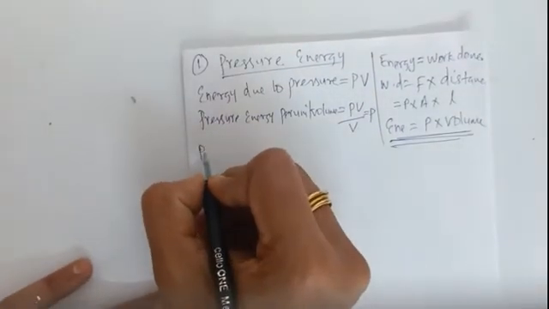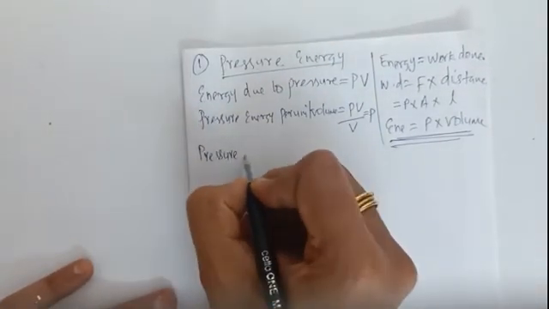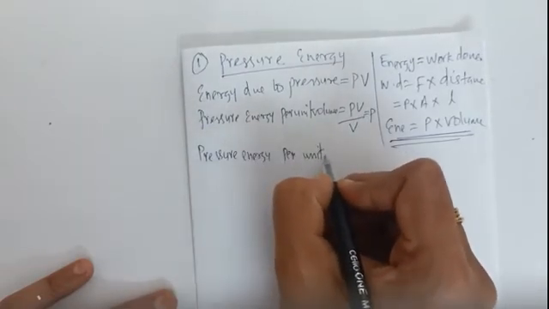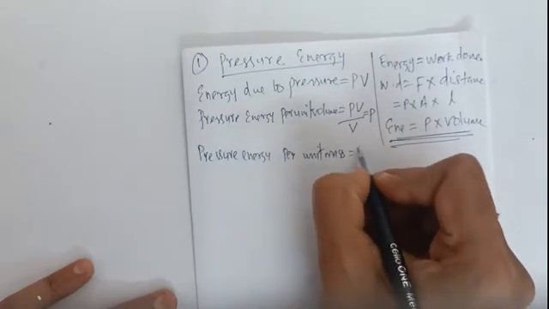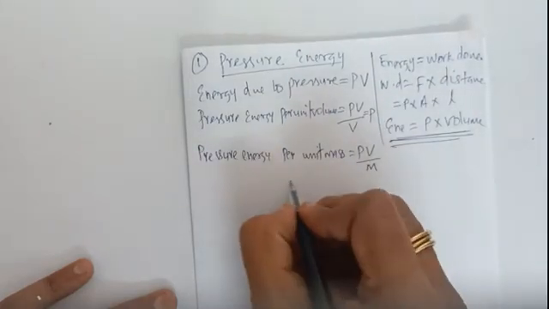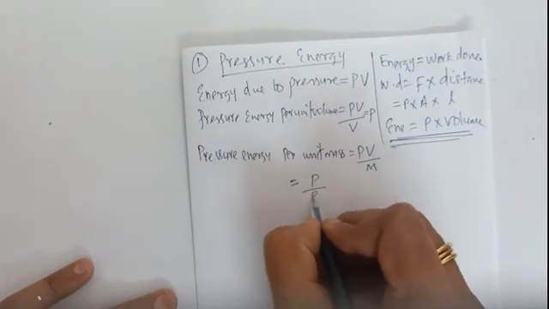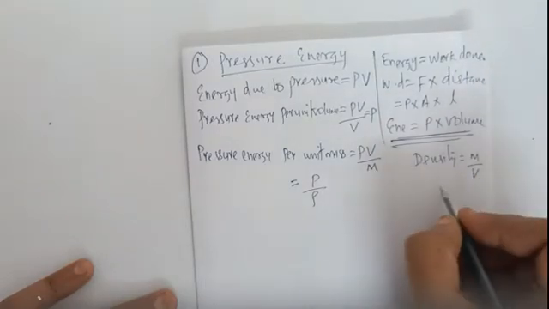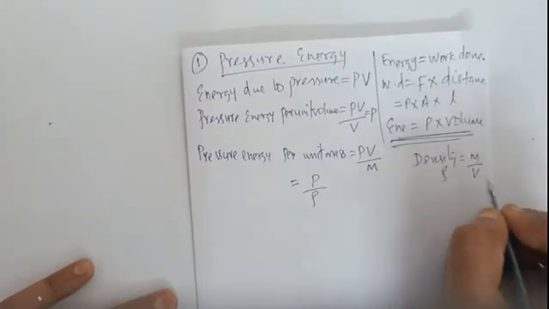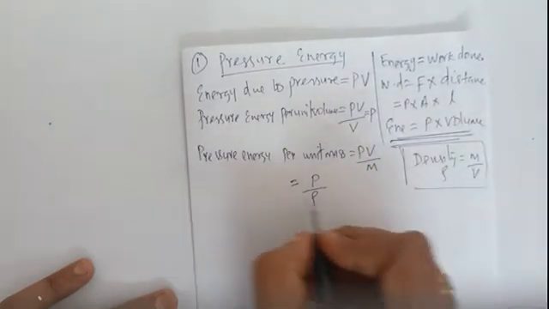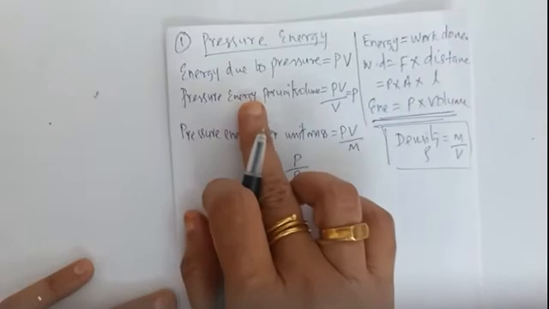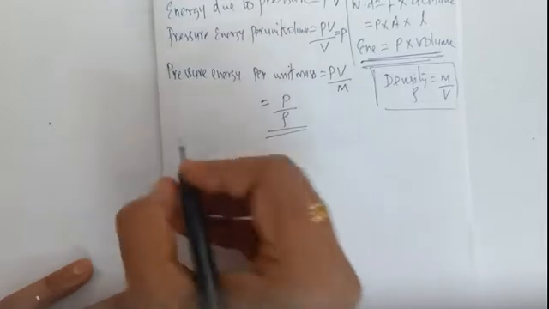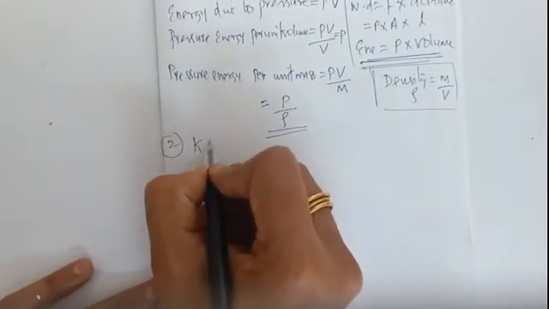Similarly, let us write for pressure energy per unit mass, that is PV by mass. This is P by rho. We know density is equal to mass by volume, so volume by mass means density. So using that we have written pressure energy per unit volume as P and pressure energy per unit mass as P by rho. Similarly, let us see about kinetic energy.